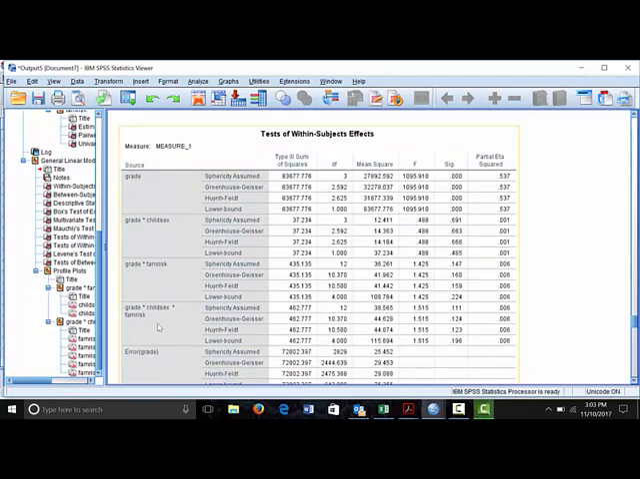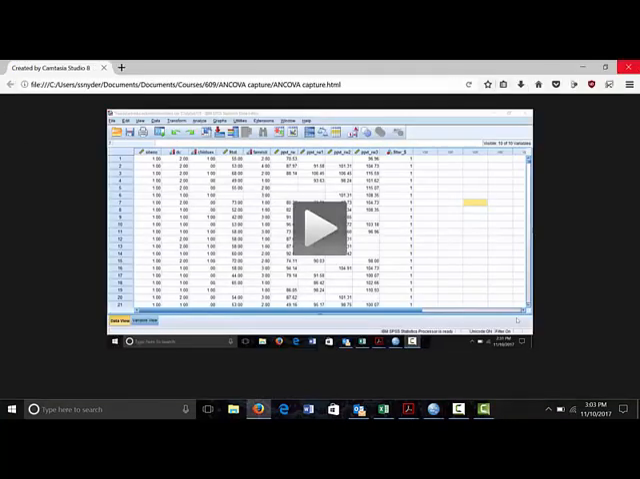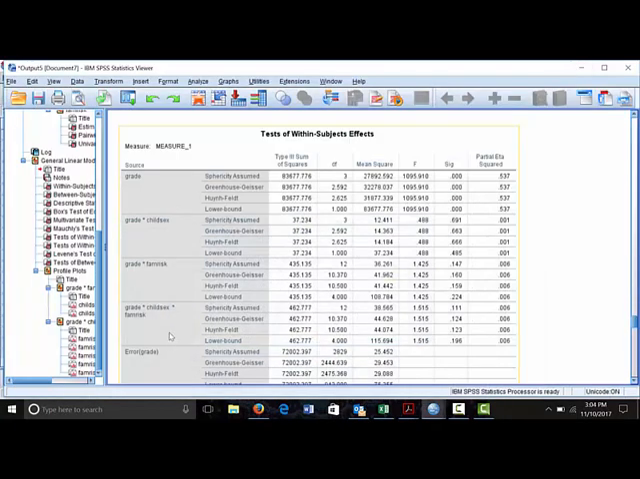the more levels of interaction that we get to, the more challenging they are to interpret. But it's just arguing that the effect of time does not vary with the interaction of child sex and family risk level.